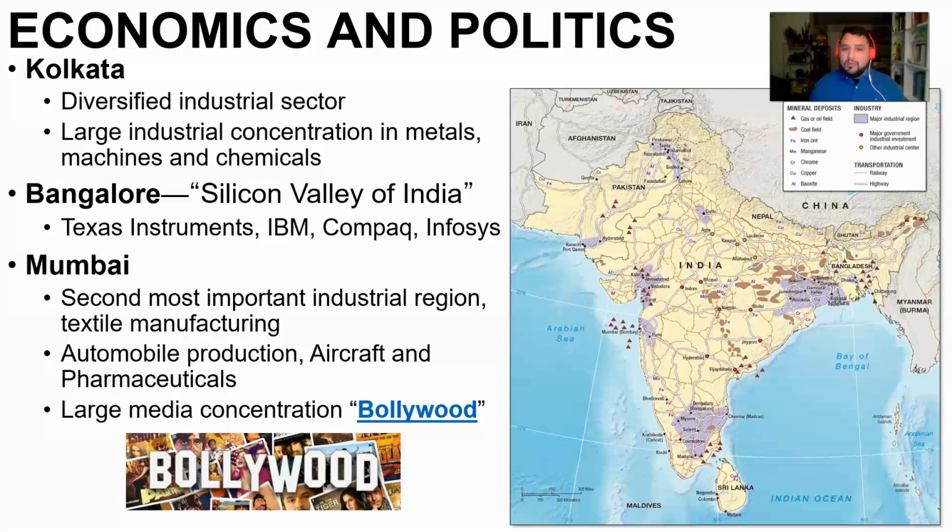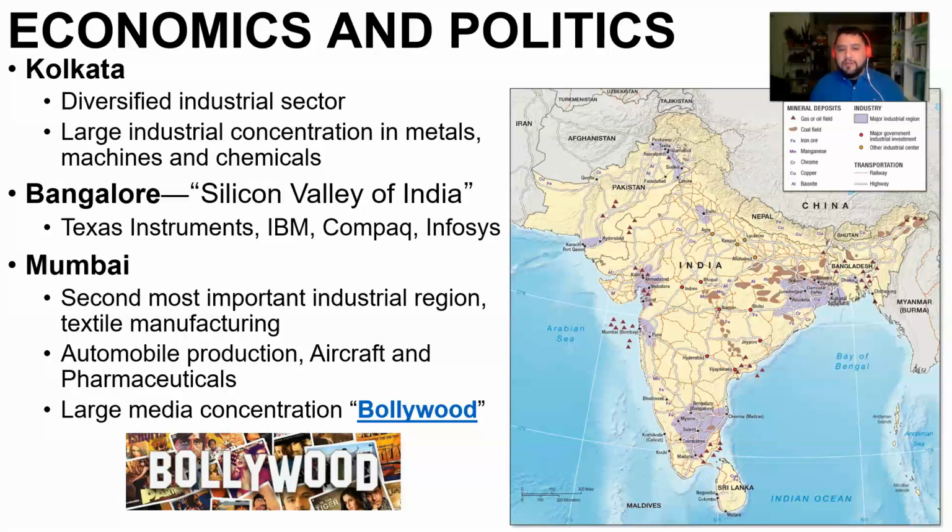Mumbai is the second most important industrial region. It is important because of its historic textile manufacturing, and it is also a region of automobile production, especially one of its largest companies is Tata Motors. Tata Motors owns brands like Jaguar, for example.